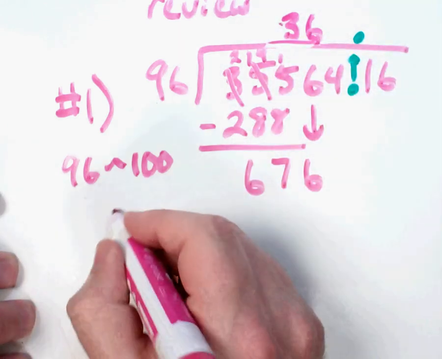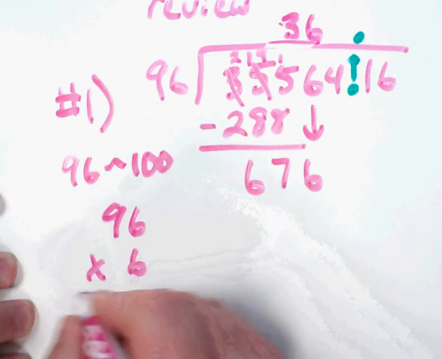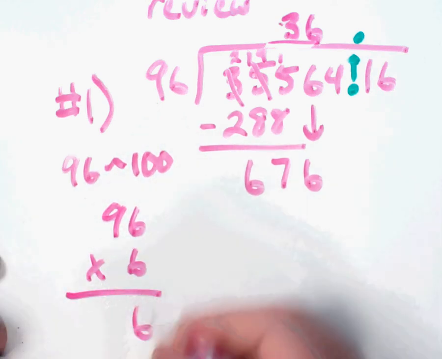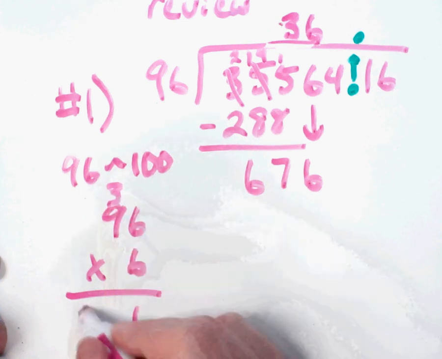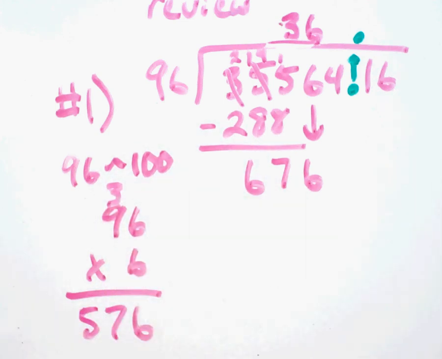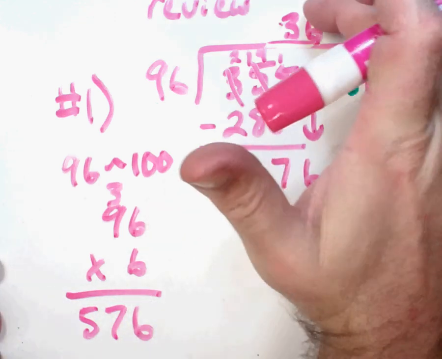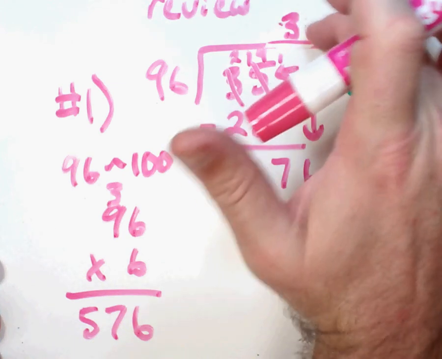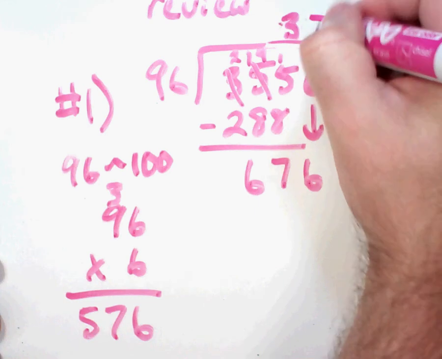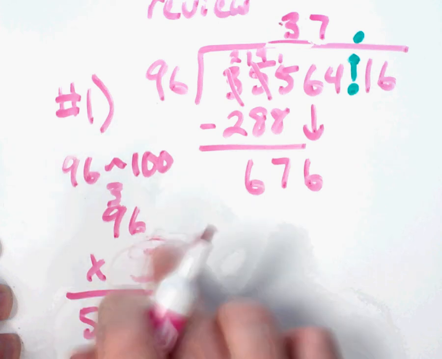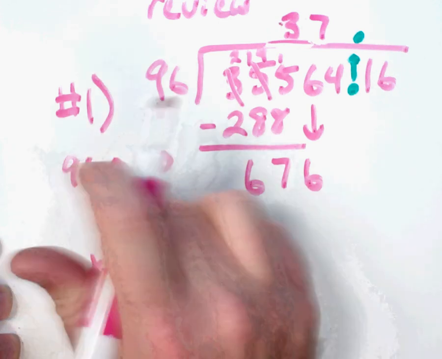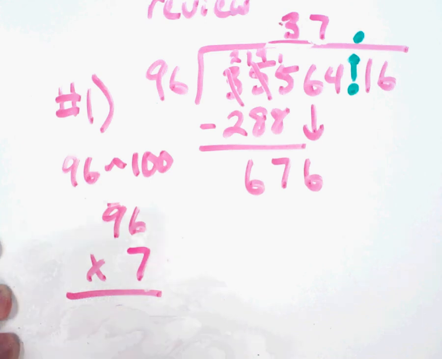Alright, so we're going to have to do 96 times 6. 6 times 6 gives me 36, carry my 3. 6 times 9 gives me 54, plus 3 gives me 57. Ooh, so that's not going to be enough, because I can see right there that there's going to be a difference of 100. One of the dangers of estimating is sometimes you'll be a little bit off. So we're going to need to go up one more. We'll change this to 96 times 7. And that should get us what we need.